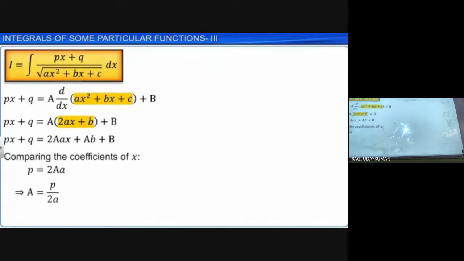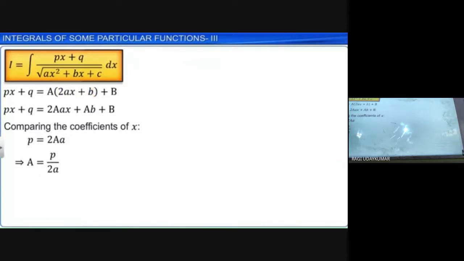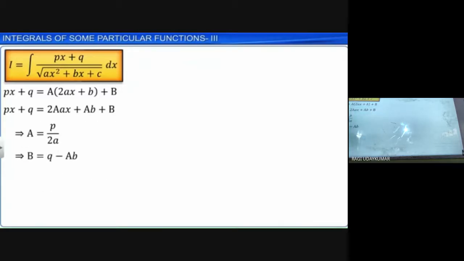So comparing the coefficient of x: x का coefficient p है left hand side में, right hand side में 2aA है. And left hand side constant is q है, and here constant is Ab plus B है. So then from that capital A is equals to p by 2a we are going to get, capital B is equals to q minus Ab we are going to get. So from this, on replacing these A and B values, whatever we have to consider only.